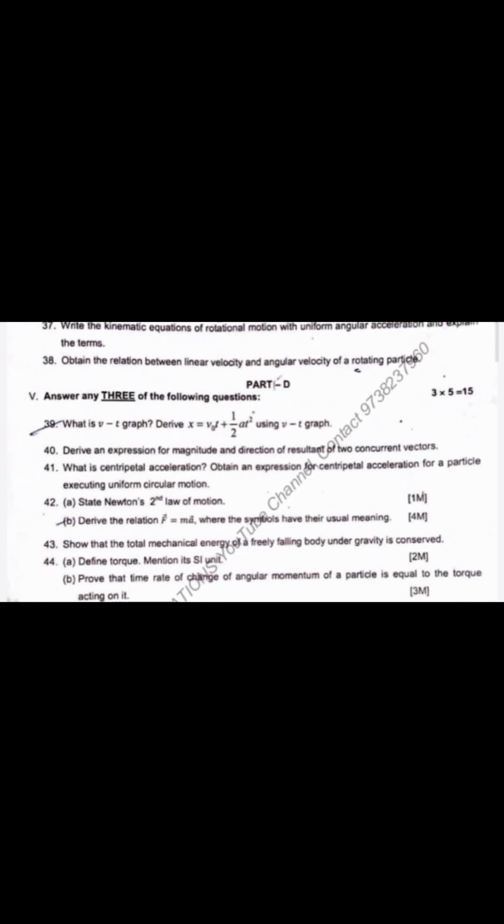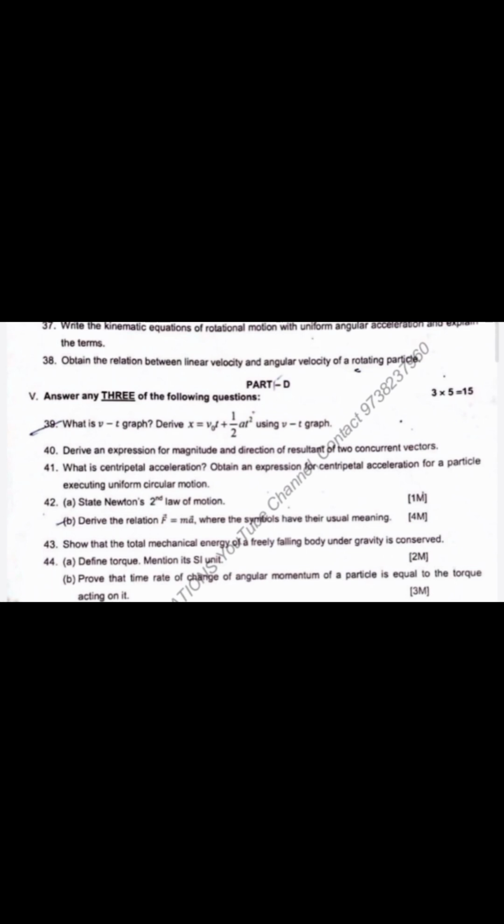33rd, state and explain triangle law of vector addition. Derive an expression for maximum safe speed of a circular motion of a car on a level road. Write the methods of reducing the friction. State and prove work energy theorem for constant force. Write the kinematic equations of rotational motion with uniform angular acceleration and explain the terms. Obtain the relation between linear velocity and angular velocity of a rotating particle.